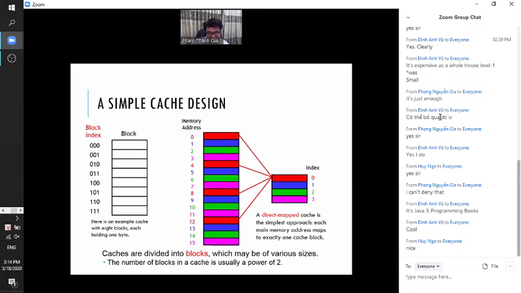In this case, the simplest approach considered is the direct map. Direct map means that we store one place in the memory to one place in the block.